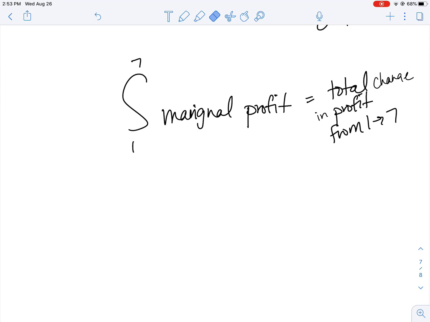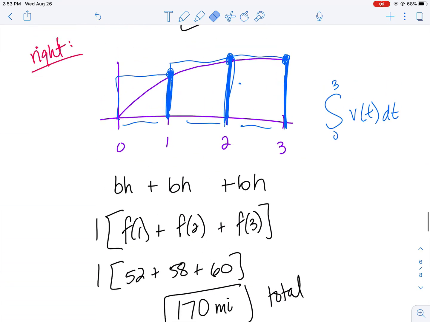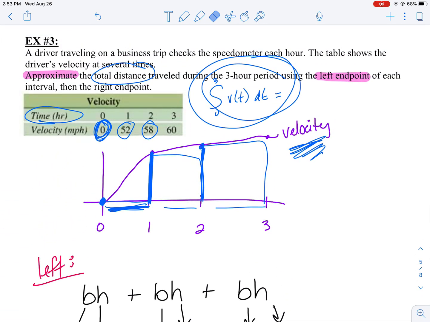So being able to do the problems is important, but really being able to interpret what they mean is the most important. What does the answer mean when you actually integrate from 1 to 7, or integrate from 0 to 5, or integrate the velocity from 0 to 3? Well, if you're integrating the velocity from 0 to 3, you're really finding the total change in your distance from 0 to 3. You're finding the antiderivative from 0 to 3.